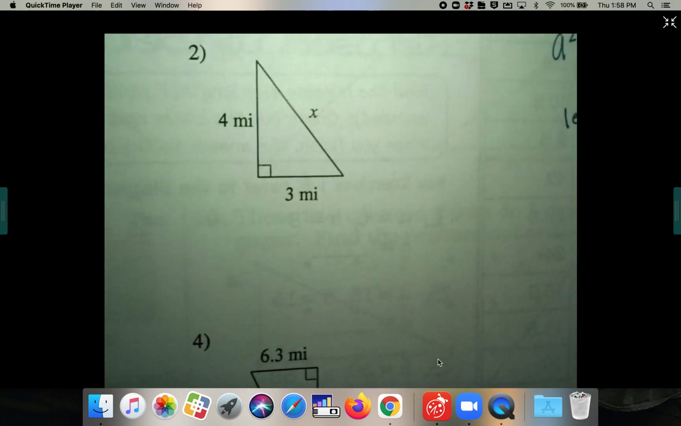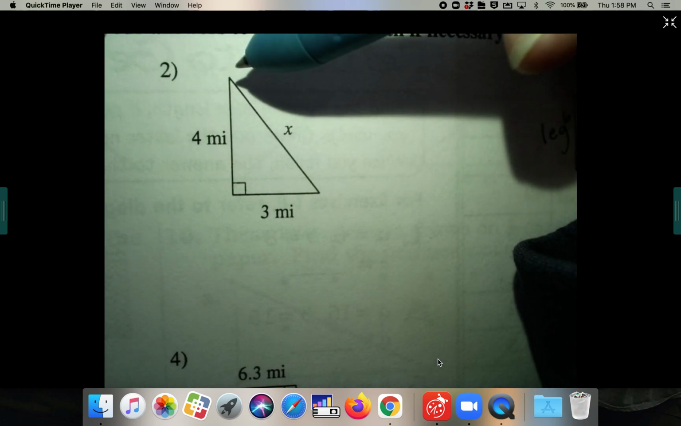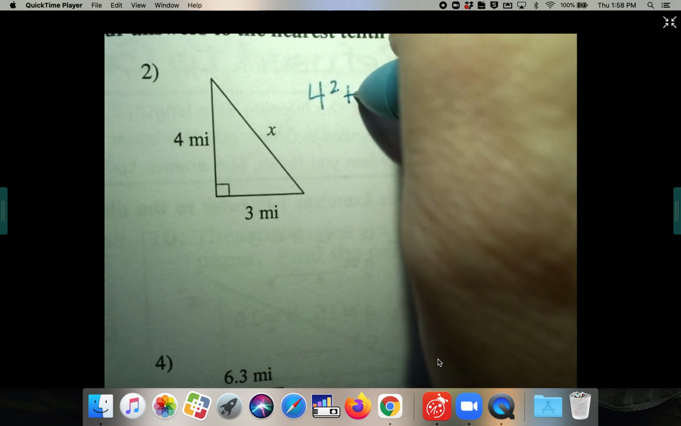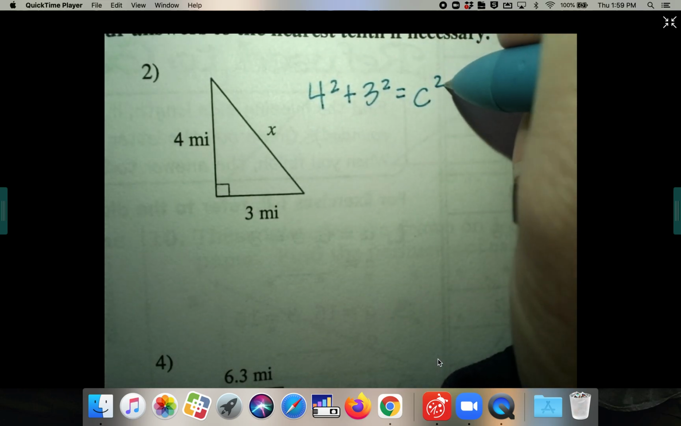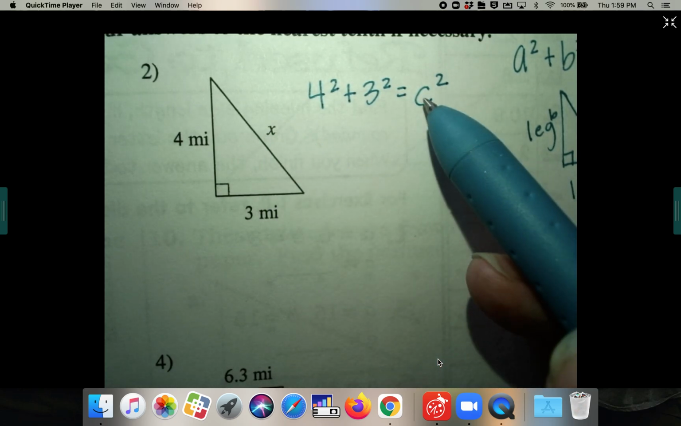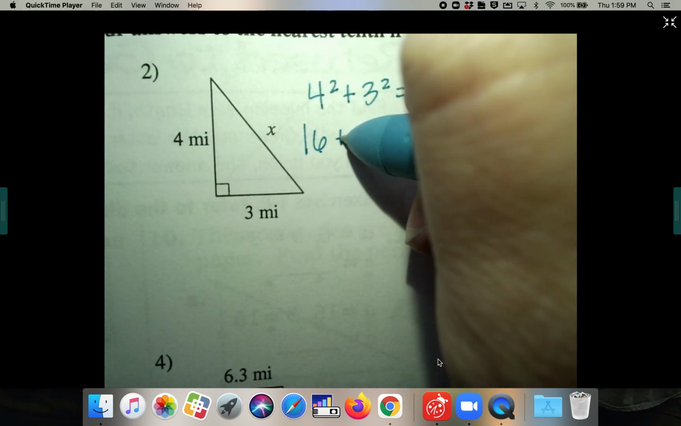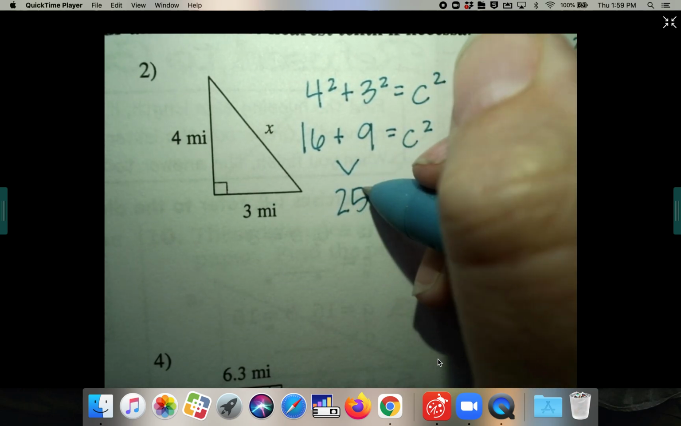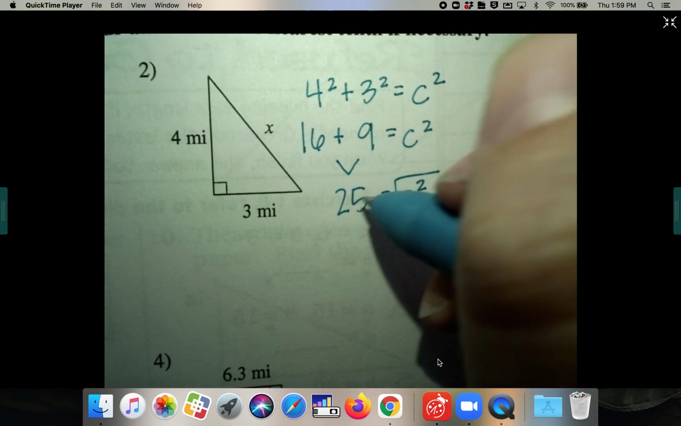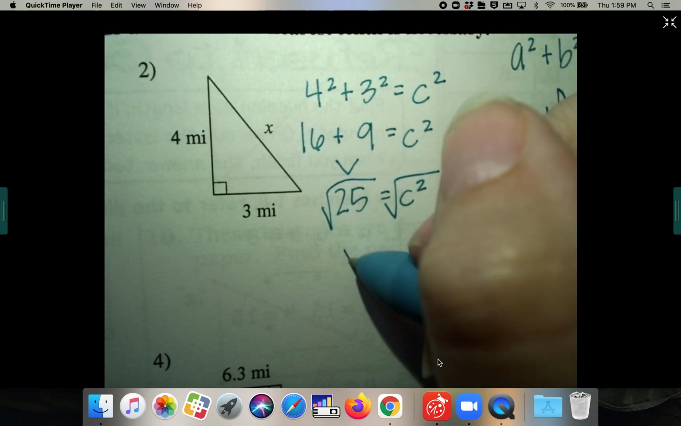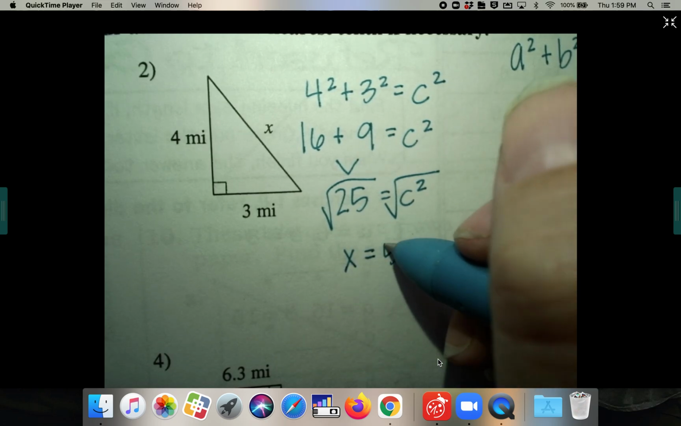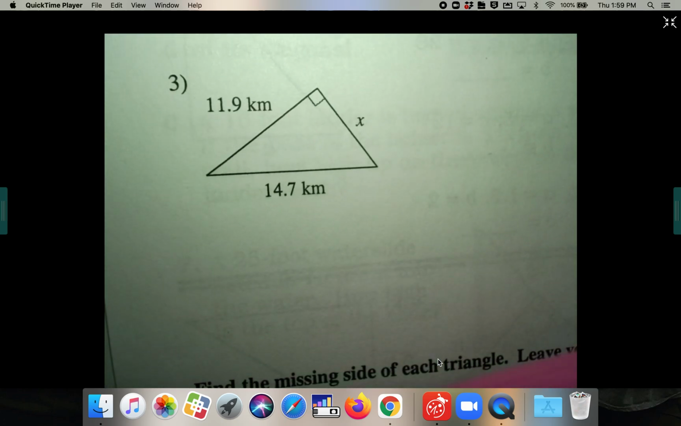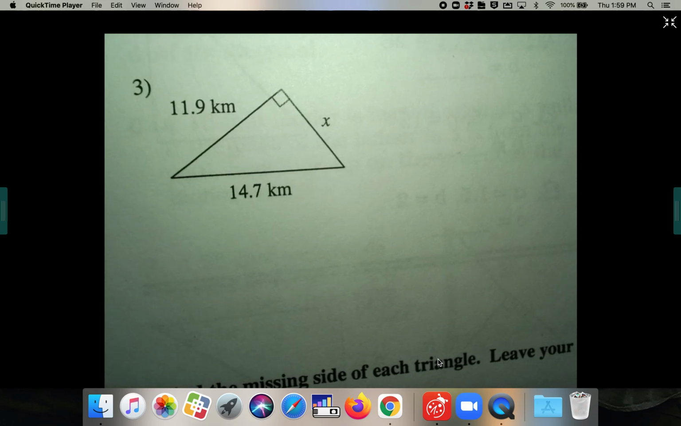All right, let's try number 2. This time, we don't know the hypotenuse, we just know the two legs. So 4 squared plus 3 squared equals c squared. Oh, I saw they want it to be x, oops, I put c. It doesn't really matter. 16 plus 9 equals c squared. 16 plus 9 is 25 once again. So when you square root each side, c, which is really supposed to be x, sorry about that, is 5 again.